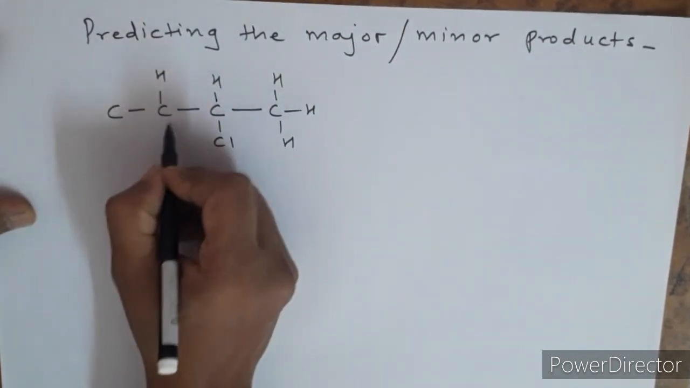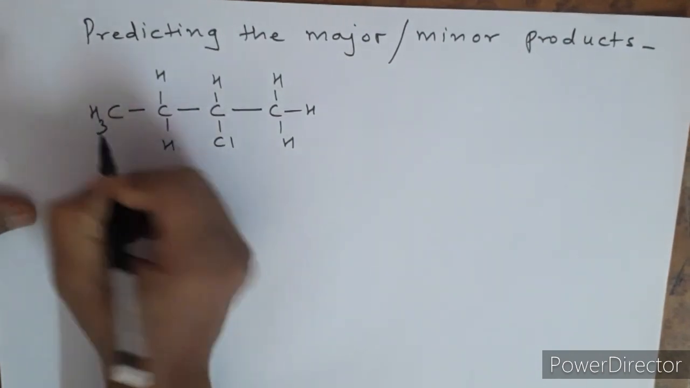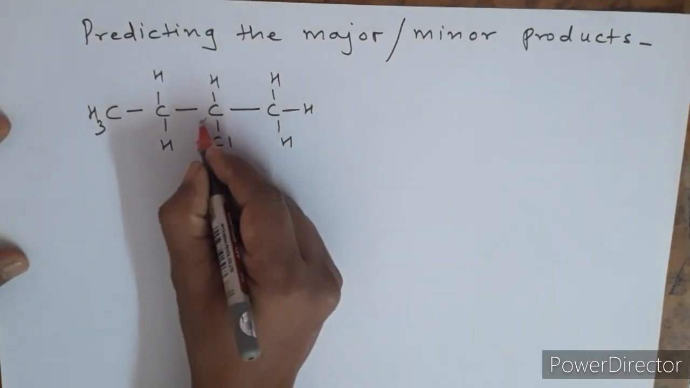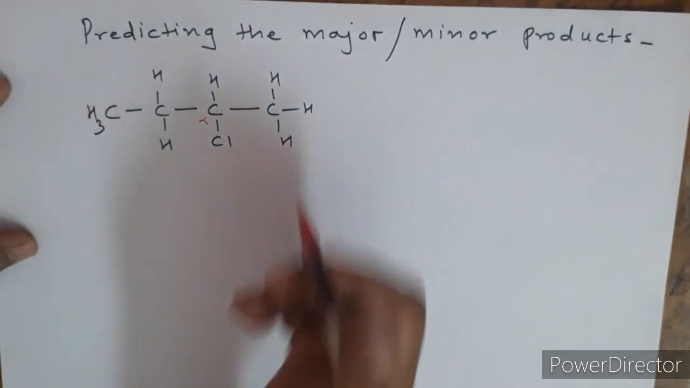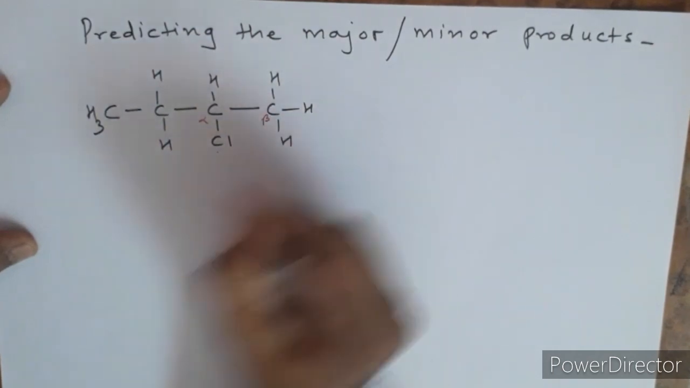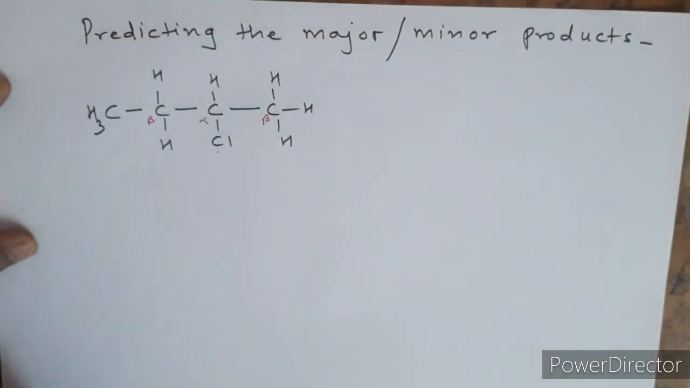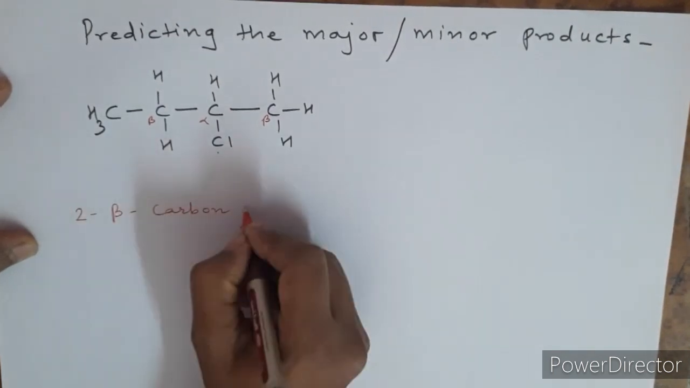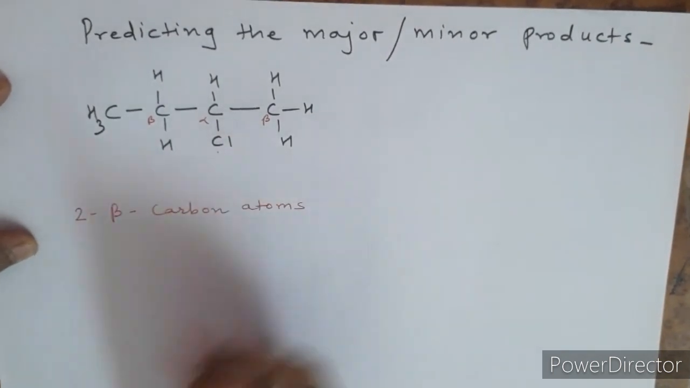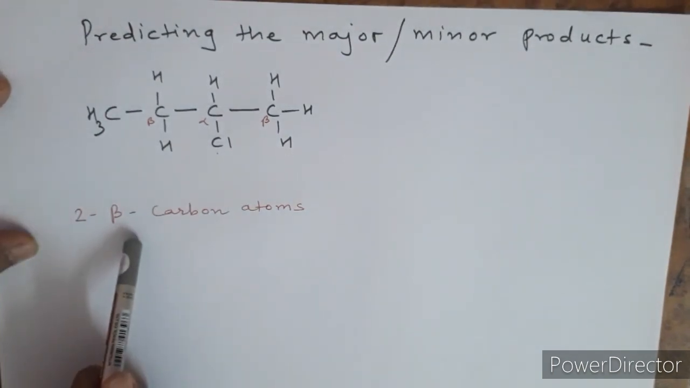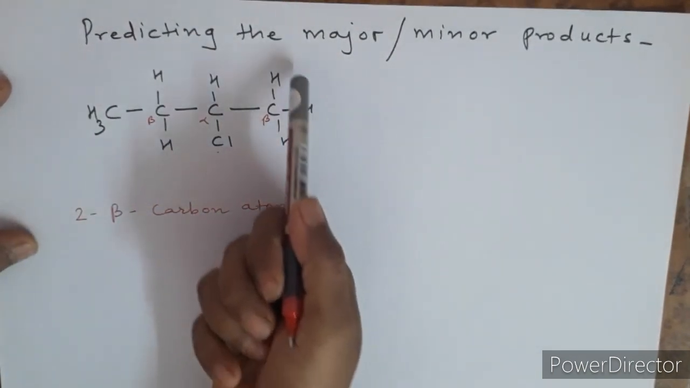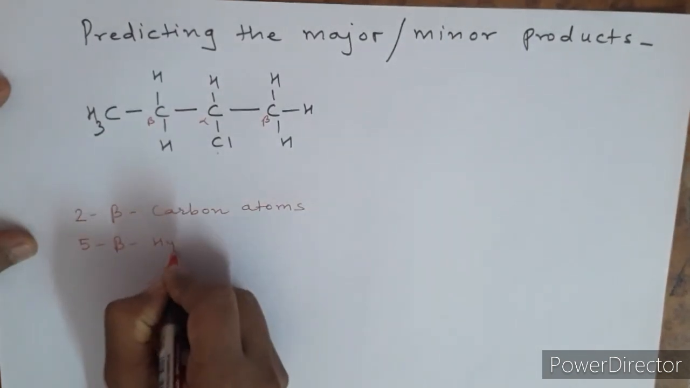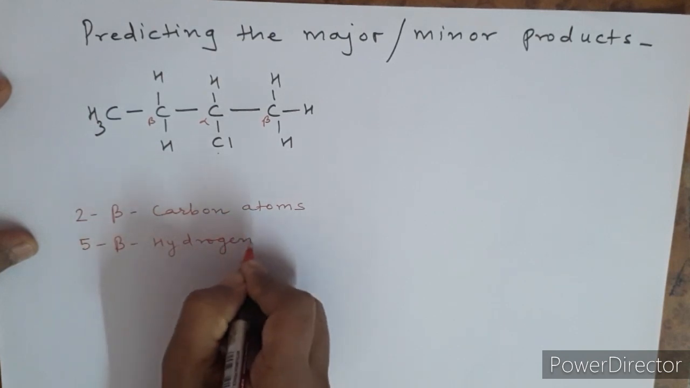The second example which we are going to take is this compound, 2-chlorobutane. This is alpha carbon atom, the one which is bearing the functional group, that is chlorine. This is beta. This is another beta. So there are two beta carbon atoms in this structure. First we have to understand where are the beta carbon atoms. Now let us understand how many beta hydrogens can you see. So 5 beta hydrogen atoms I can see, and are they all different?